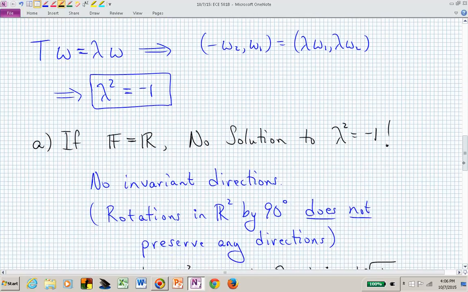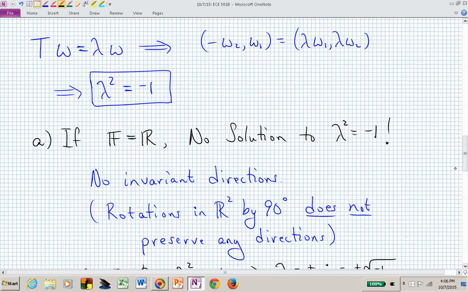I want to quickly scroll through the two possible solutions. If we restrict our field of numbers that satisfy this equation to be reals, then there is no solution. We can't find a real number that when we square it ends up with minus 1, which means that this particular linear map does not have real eigenvalues.